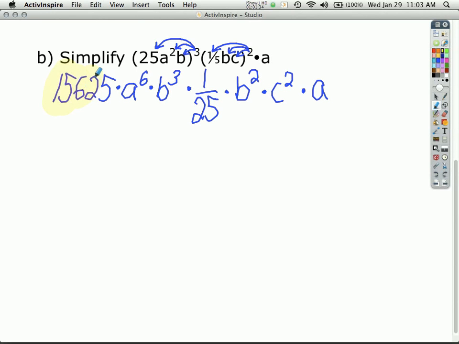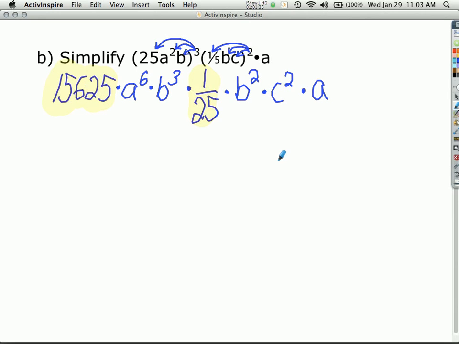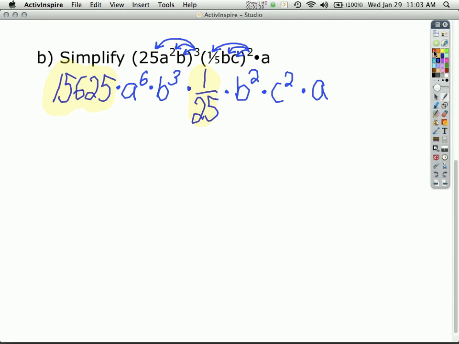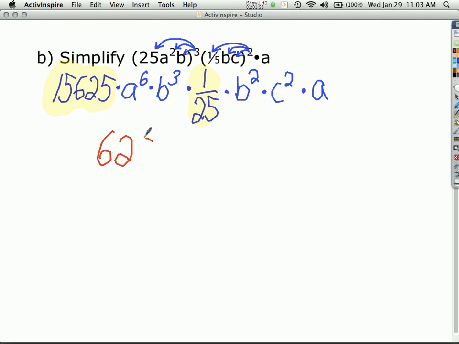So what's this times this? What do we get? Sharif? 625. Yeah, it's 625 because basically this is saying take this number and divide it by 25, you get 625. So we're done with that, and we're done with that.